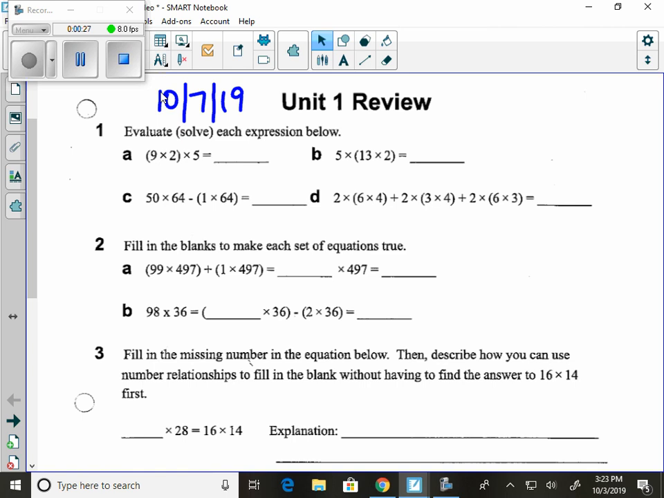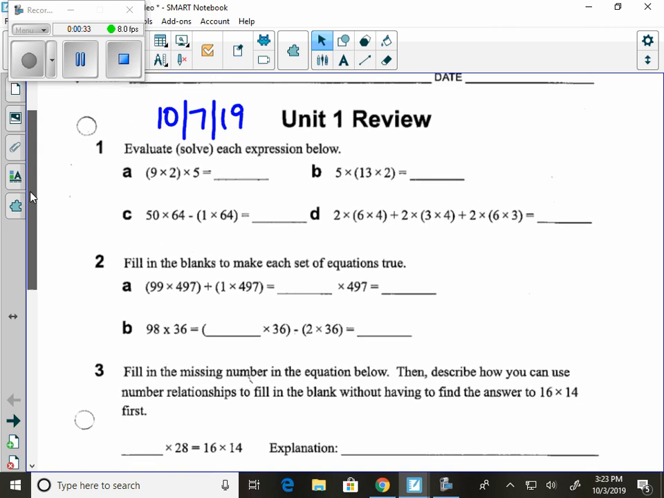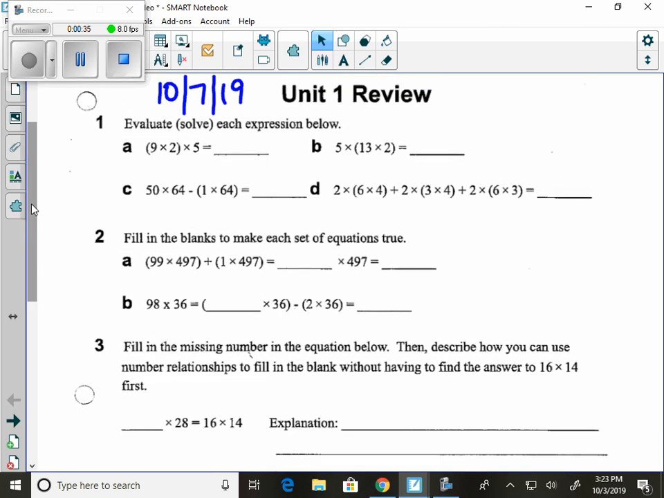I'll go through these, and page 1, for the most part, we got done in class, and the rest of this was homework. So let's take a look at it. For each of these problems, we've done a lot of strategies. If you start looking at the first problem, you can take away the parentheses if it's all multiplication. So this can become 9 times 10, which is 90. And over here, we could do 5 times 2 first, which is 10, times 13, which is 130.